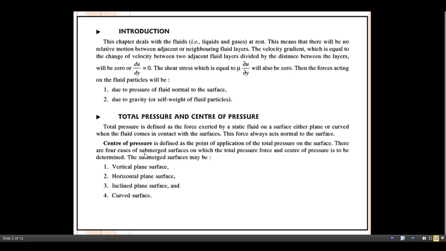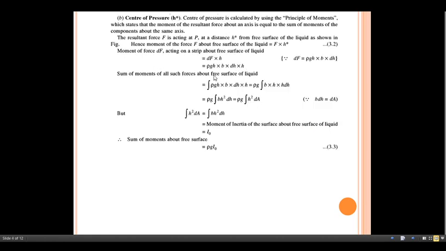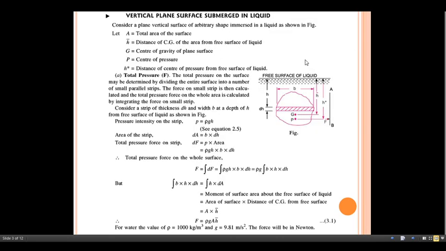There are four cases of submerged surfaces on which the total pressure force and center of pressure are to be determined. The submerged surfaces may be vertical plane surface, horizontal plane surface, inclined plane surface, and curved surface. Let us start with the first case: vertical plane surface submerged in liquid.